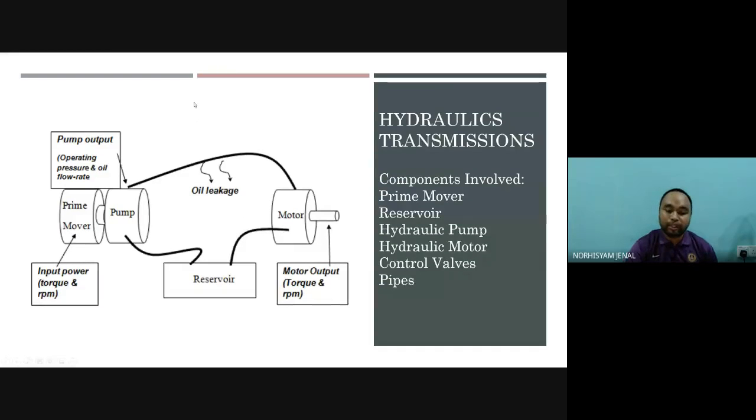Okay, so what happened here is we have the prime mover over here. This prime mover will drive the pump. The input power is in terms of torque and RPM. So the prime mover drives the pump.